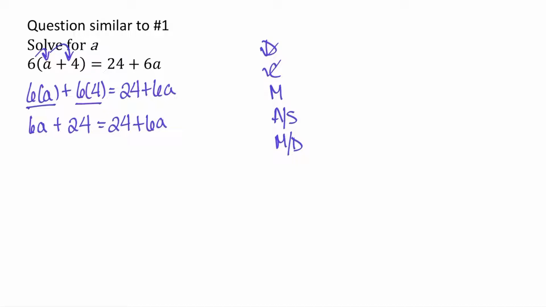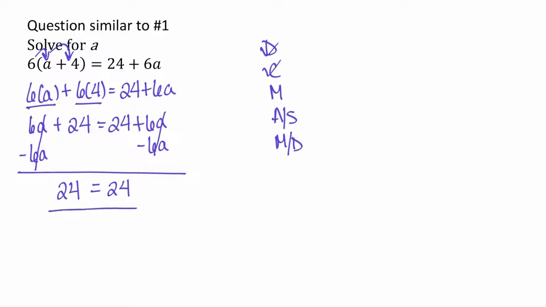So on the right side, I have plus 6a, so I'm going to do the opposite and subtract 6a from both sides. So when I do that on the left, the 6a and minus 6a cancel, and I have 24 equals 24 plus 6a and minus 6a once again cancel, and I have 24 equals 24, which is always true. So that means that my answer is all real numbers, because what that means is that I can plug in any number for a. It doesn't matter what number I plug in, 24 is always going to equal 24.